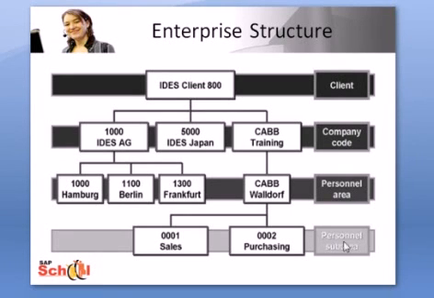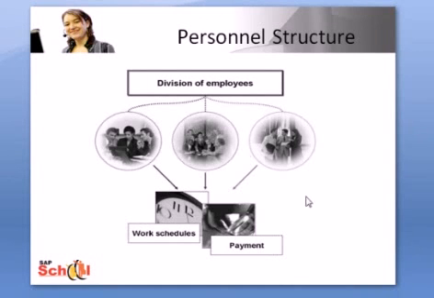The final element of the enterprise structure, also unique to personnel administration, is the personnel sub-area. Groupings are defined for personnel sub-areas to specify which entries from subsequent settings can be used for employees assigned to a particular company code or personnel area. These groupings directly or indirectly affect time management and payroll.